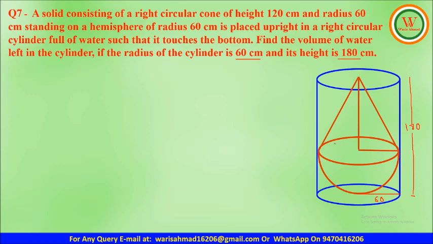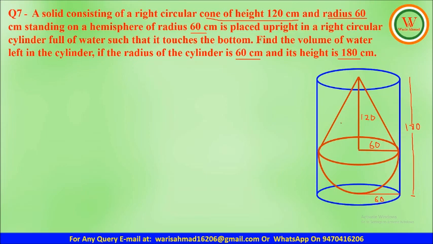Here the height of the cone is given as 120 centimeters. So here we can write the height of cone is 120 centimeter. It is already given here. Cone of height 120 centimeter. Radius is also given, that is 60 centimeters. So we can write here the radius of this conical portion is 60 centimeter. Standing on the hemisphere of radius 60 centimeter. This cone is standing on the hemisphere, and this hemisphere also has a radius equal to 60 centimeter.